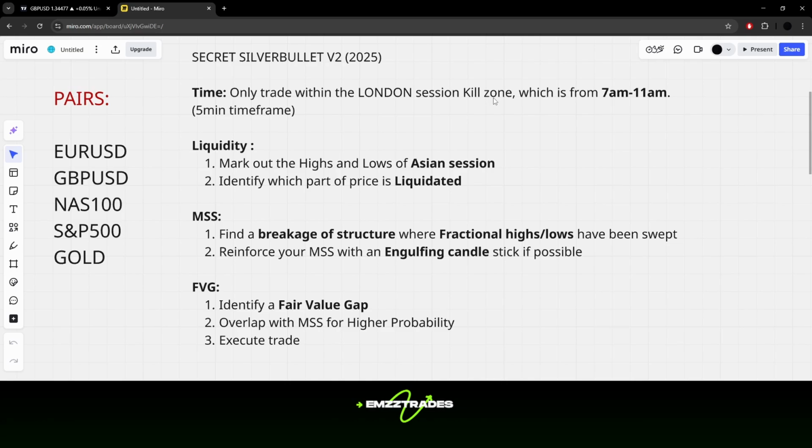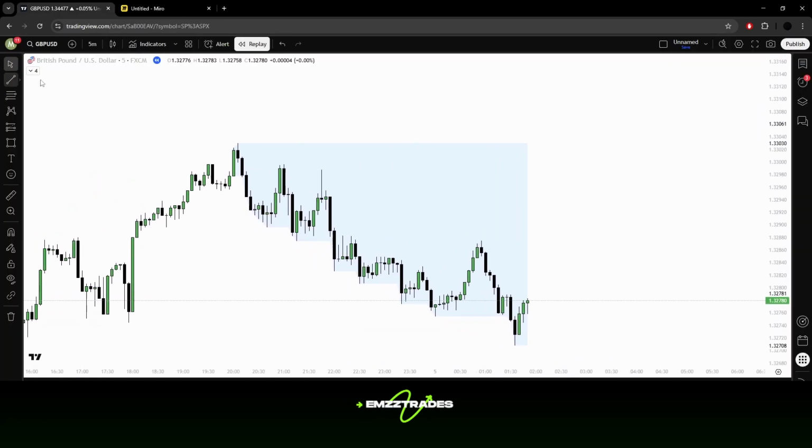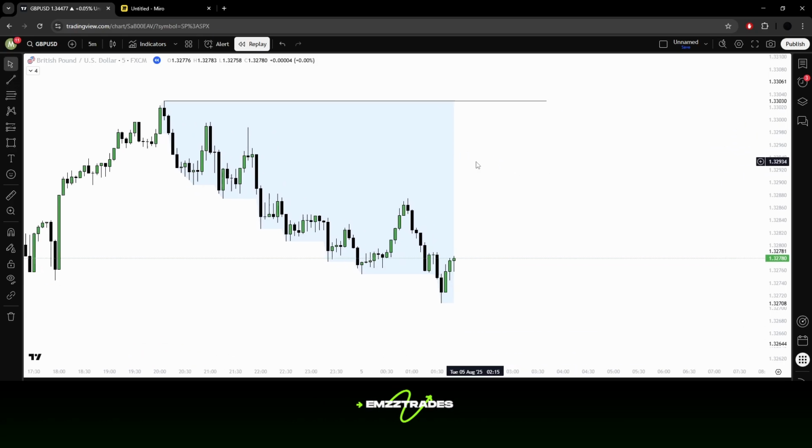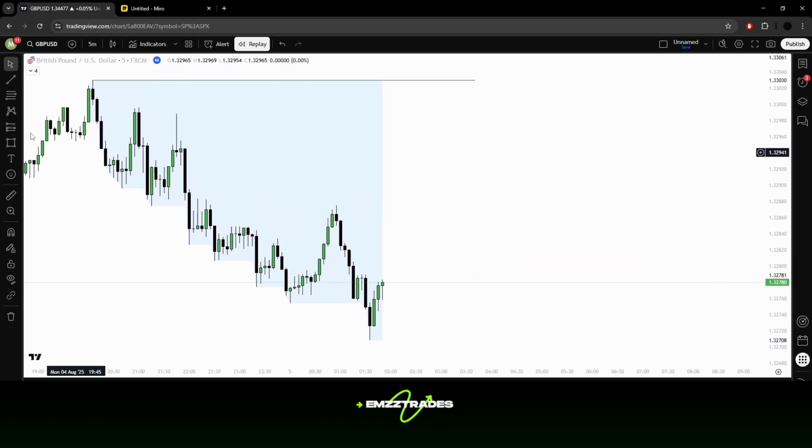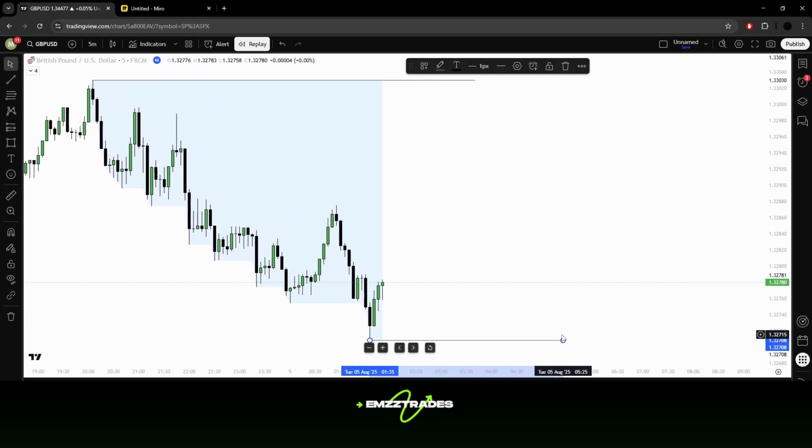So the first thing that you need to do is only trade within a London session kill zone, which is from 7 a.m. until 11 a.m. on a 5-minute time frame, okay? So you need to mark out the highs and the lows of Asian session. As you can see, we're going to go bit by bit and make sure that we mark out every bit of confluence, in order so we actually get the most amount of win rate possible.